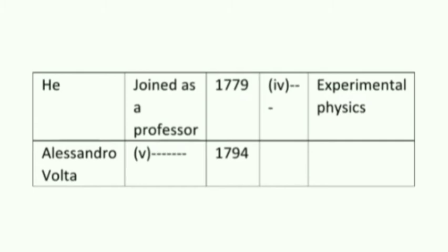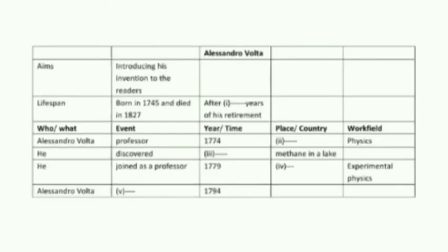Last option, that is Alessandro Volta, the year mentioned here is 1794. What happened in 1794? What happened? Yes, you are right. He married an aristocratic lady. This is the question for Alessandro Volta at a glance.